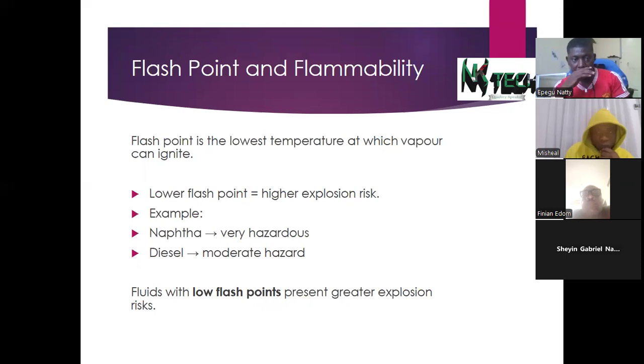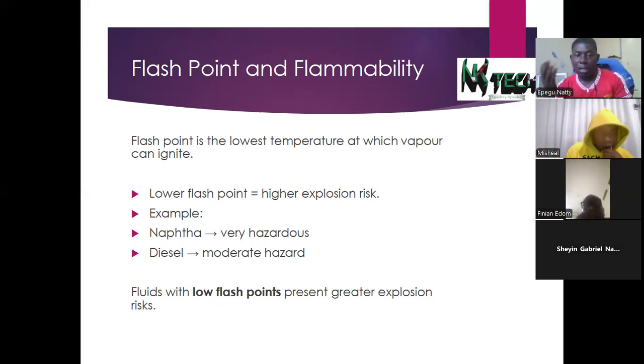So, flash point. The flash point is the lowest temperature at which your vapor can ignite. The lower your flash point, the higher the explosion risk. If your flash point is coming down, let's say from 50 to 40 to 30, the risk is very high because any small heat can ignite it. Imagine your flash point is about 20 degrees. That's almost lower than the atmospheric temperature, so it means at any point that gas comes out, there's an explosion. So it's very important you know this.